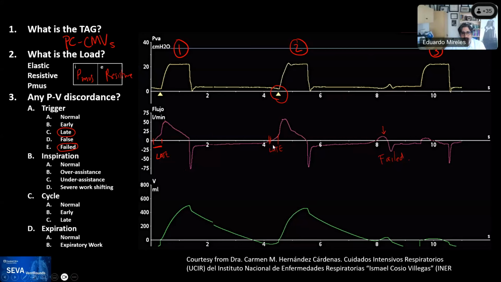So this is the key item for this. I would not go right now into inspiration because the one that you have to deal with is that. The cycle becomes moot under this circumstance. But there is something on expiration, which is the presence of expiratory work. And sometimes it's very hard, at least for me, when you have these prolonged expiratory times, to recognize if this is just a prolonged time constant or the patient doing effort, which usually come together. It's a patient that has increased resistance and continues to do effort.